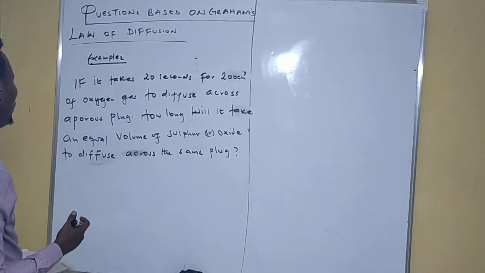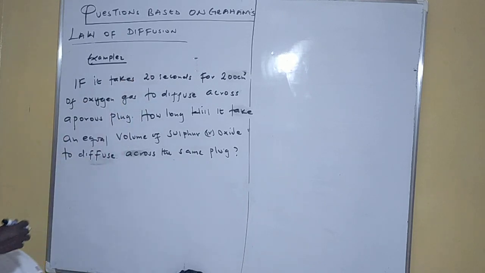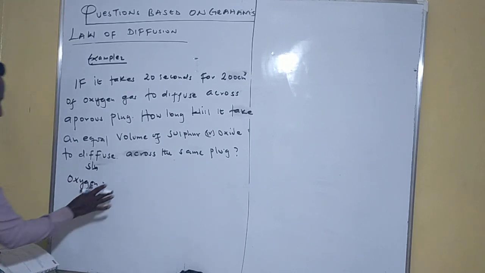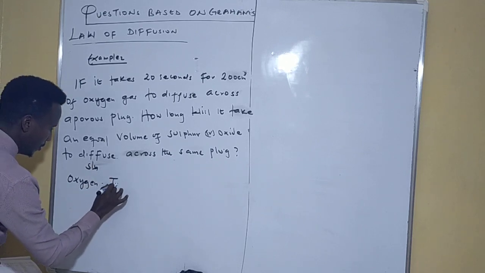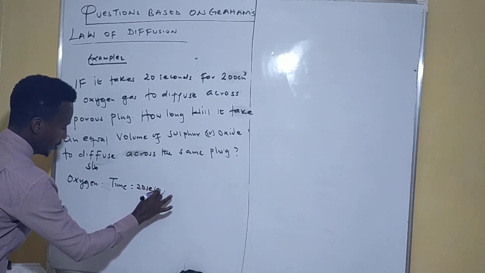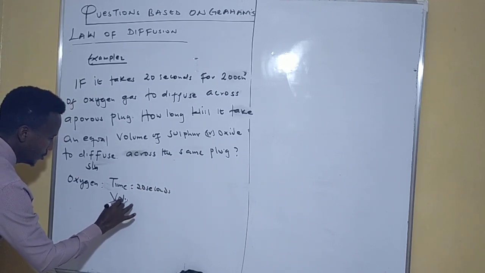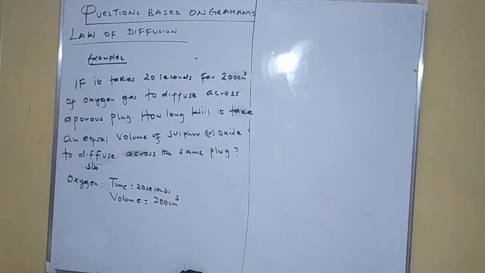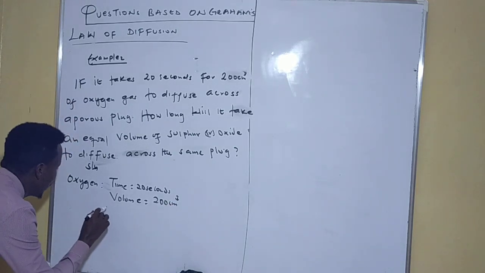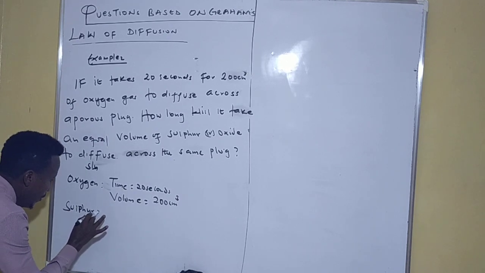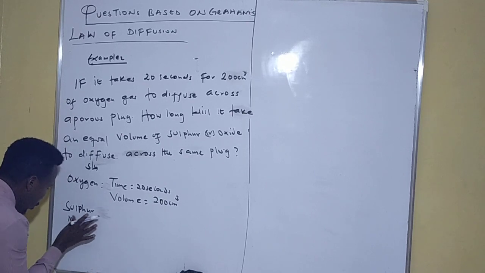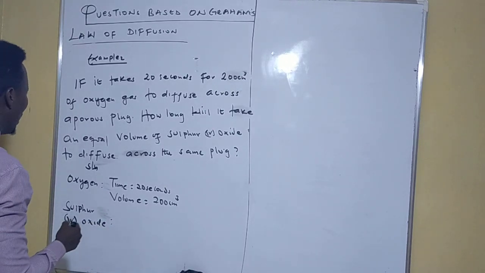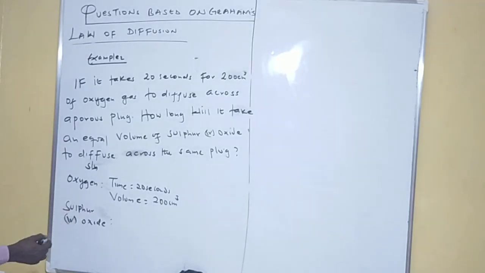When you look at this question, let me write the solution. For oxygen gas, I have time, which is 20 seconds. I also have its volume, which is 200 centimeter cubed. But when you go for sulfur oxide, what do we have? We have equal volume.